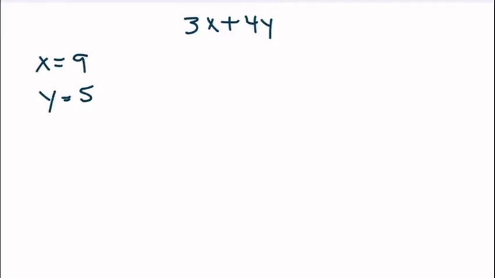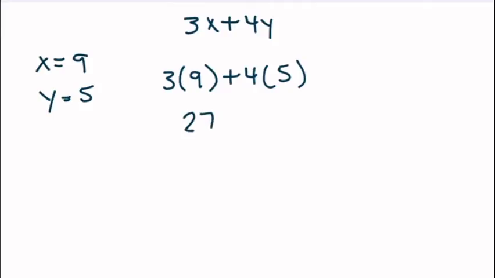We're going to reuse that expression for a different set of numbers. So let's evaluate this expression for when x equals 9 and y equals 5. So 3 times 9 plus 4 times 5. And according to PEMDAS, we always do the multiplication first. So 3 times 9 is equal to 27, and 4 times 5 is 20. So 27 plus 20 is equal to 47. And that's our final answer.